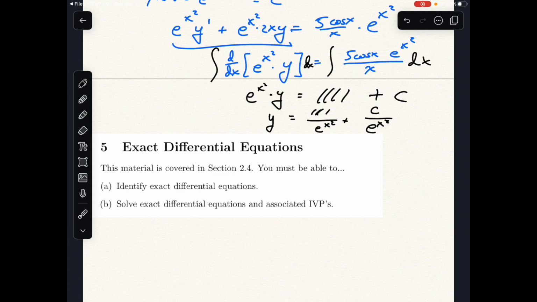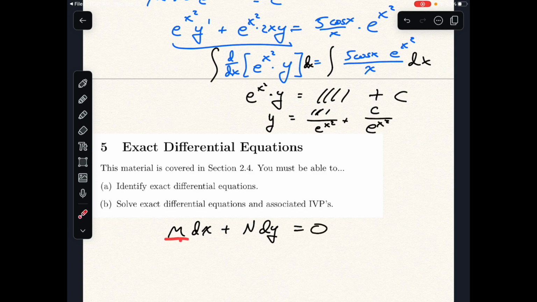With exact differential equations, you should be able to identify them using the check of the mixed partials that we always do, and then you should be able to solve these exact differential equations and their associated initial value problems. To check if something is exact, you have something like M dx plus N dy equals 0.